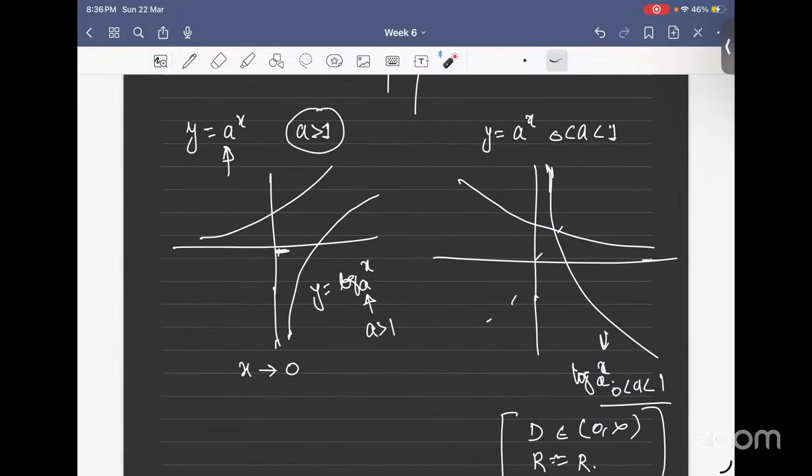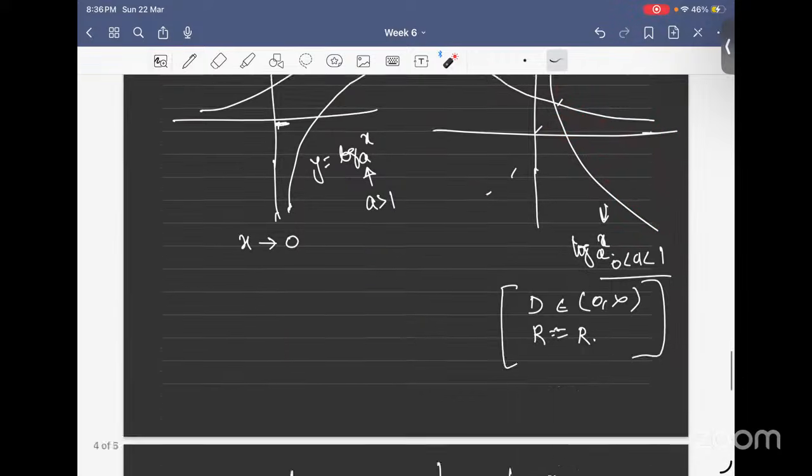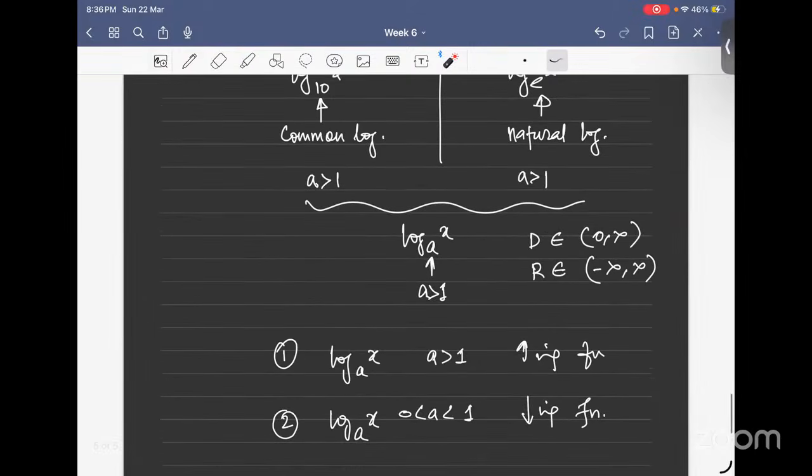In this plot, as the x value increases, the function value also increases, correct? And here, as the x value increases, the function value declines. It keeps on decreasing. So this is a decreasing function and this is an increasing function.